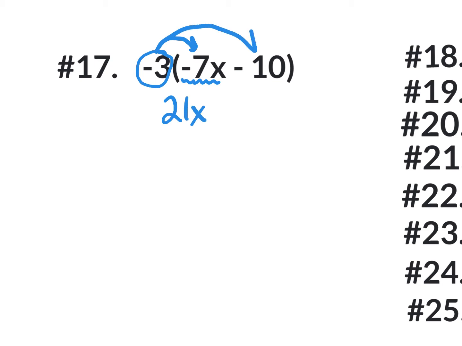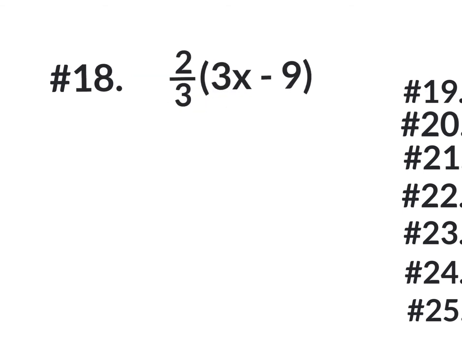And we have negative 3 times, this is a minus 10, I want to call it a negative 10. A negative times a negative is a positive, so that's a positive 30, and there is your answer, 21x plus 30, okay? That's the easiest way of doing it. Next question. Here we go.